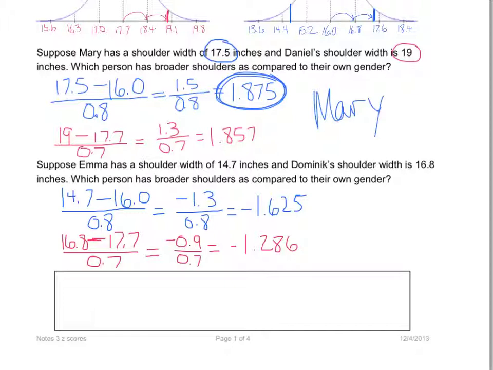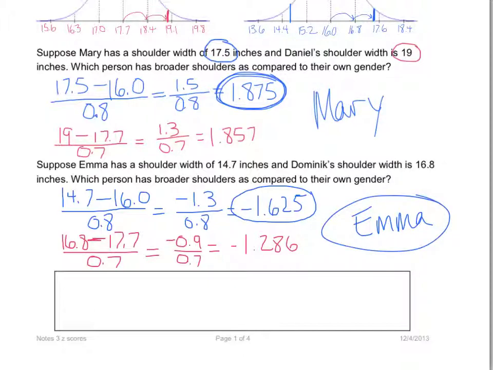So be careful with this one here. Who is actually further away from the mean? In this situation, Emma is actually further away from the mean than Dominic, because her number is closer to negative 2 than Dominic's. So in this case, once again, the females win. Girl power.